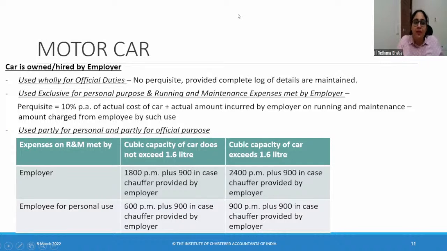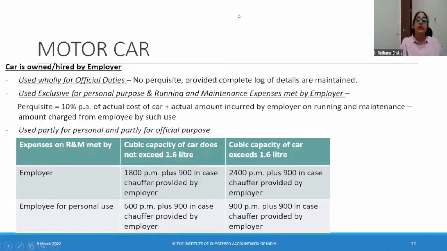So when running and maintenance is borne by you, think yourself as employee. What is the benefit you are getting? Only the car ka benefit you are getting. Car ka benefit is 10% of the cost. If the car is owned by employer, running and maintenance is borne by you, and it is used both for personal and official purpose, then what would be the perquisite? Flat 600 per month in that case.